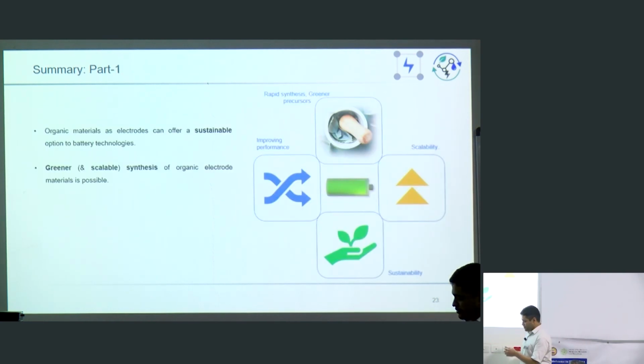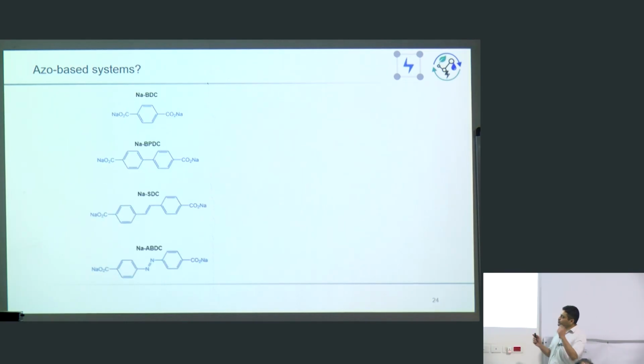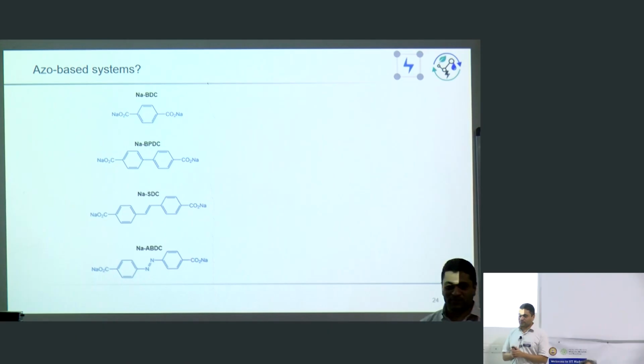Right. So with this, I hope I've been able to demonstrate to you that organic electrode materials are not bad. They can actually be useful battery materials, and you can use these greener synthesis methods for producing them. So if you're looking at the molecules that I've shown so far, if you just keep on extending the length, you get the same redox chemistries.